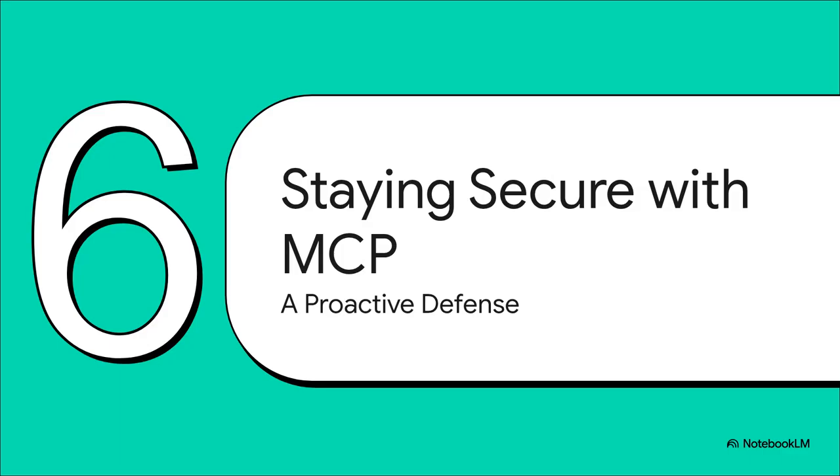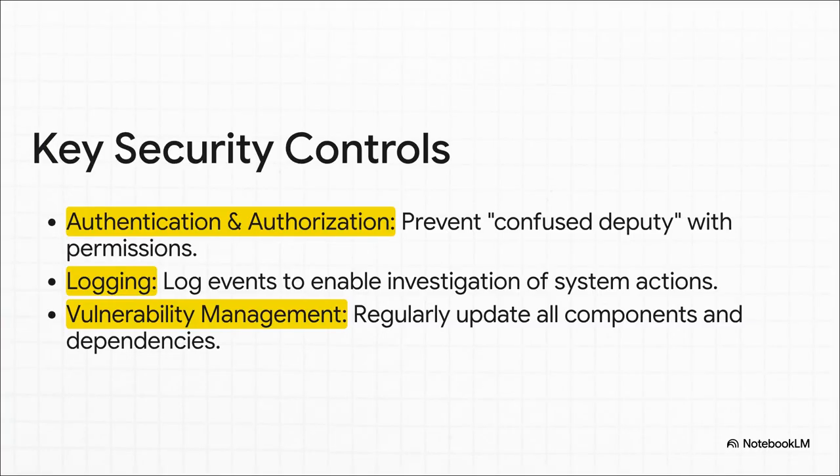All right, we've gone through a lot of scary stuff. Risks in the code, risks from users, risks from third parties. So let's pull all of this together. How do we build a defense strategy that's actually proactive? It really comes down to three key pillars. First, authentication and authorization. You have to make sure every single action is performed with the user's explicit permission. This stops what's called the confused deputy problem, where a bad guy tricks your powerful but naive system into doing its dirty work. Second, logging.